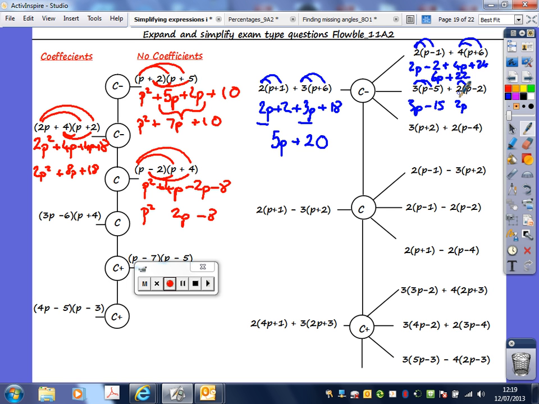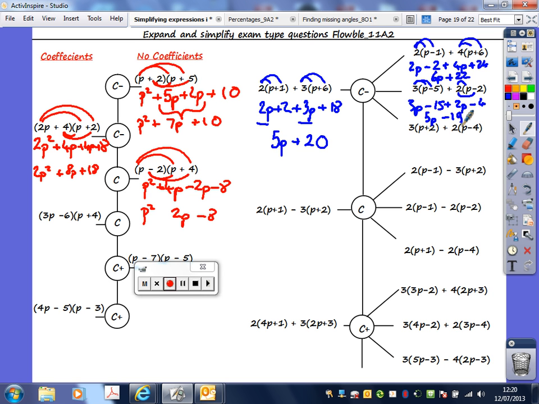And then 2 times by negative 2 is minus 4. Got that plus in the middle, it stays there. So 3p plus 2p is 5p. And we've got minus 15, take away 4. 11. We'll take away 4, so we're going smaller. 1, 2, 3, 4. Minus 19. Okay? That's that one.